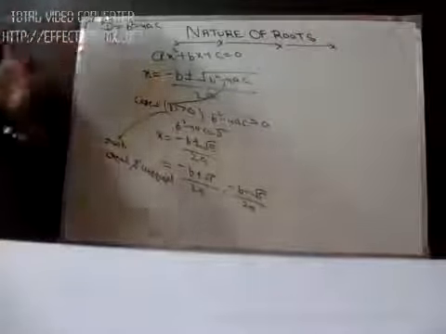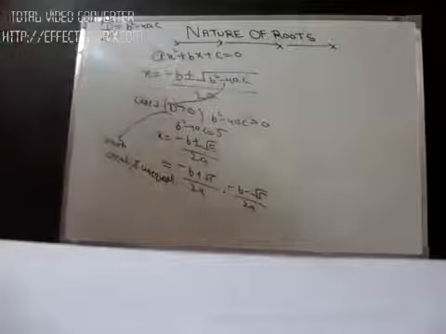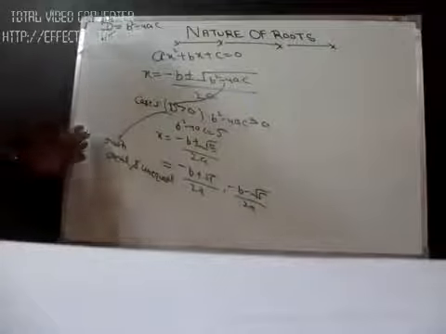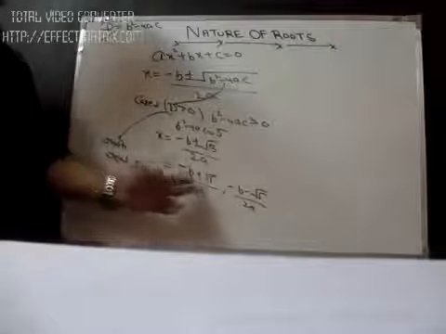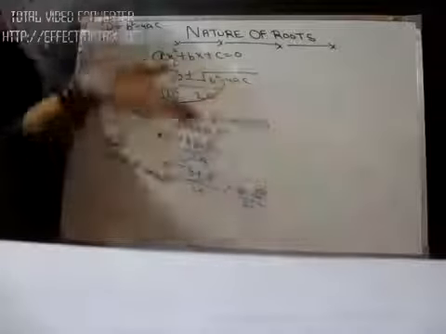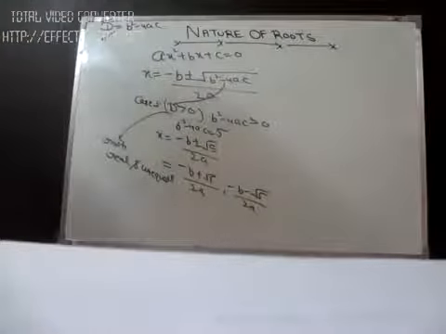Any graph that cuts the x-axis means that the graph contains real roots. Roots real and unequal, and unequal here means there are two roots. So the graph will cut the x-axis at 2 points.